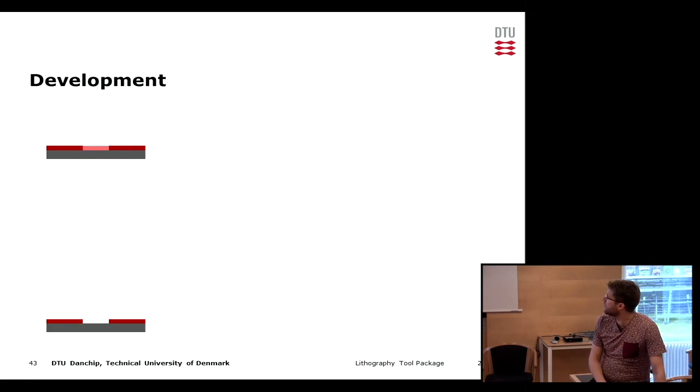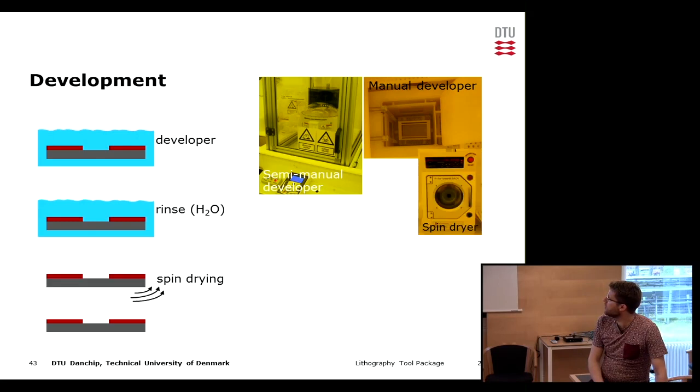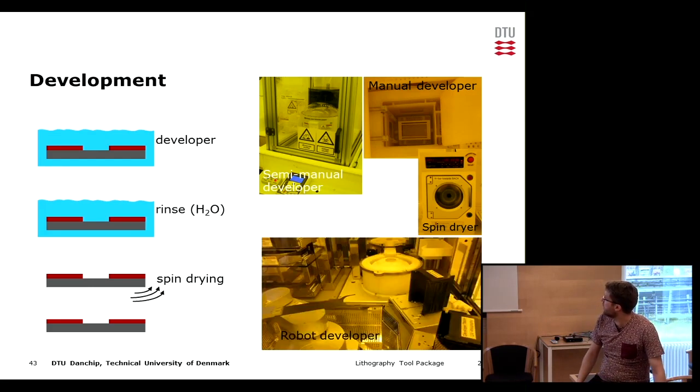So the development process is basically we want to go from the latent image in the polymer film from the exposure to a real physical image in our resist masking material. So what we do is that we submerge our resist in the developer, and the developer dissolves part of the resist. So then we can rinse and dry, and we are left with a pattern in the resist film. So you can see some of the equipment that we can use here. Manual developer baths and spin dryer, and then we have this nice machine here that does everything for us in one go.